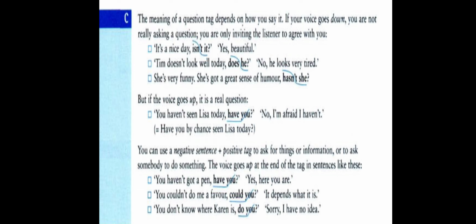The third example, you don't know where Karen is. Here we have don't know is negative. So the question tag becomes do you. So it becomes this way. You don't know where Karen is, do you? The other person says, sorry, I have no idea. Here, the first speaker is asking about certain information.